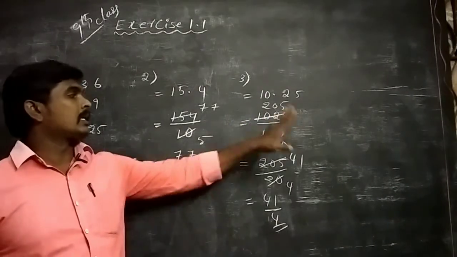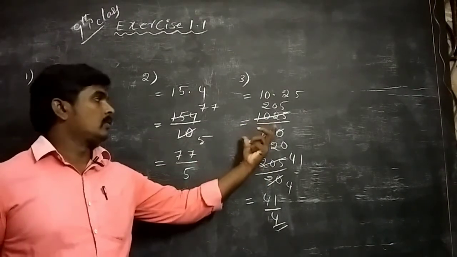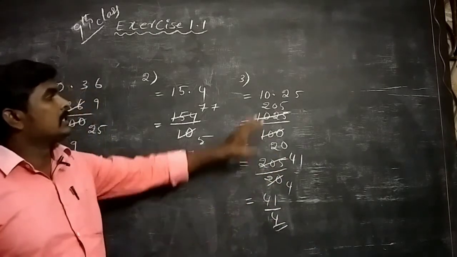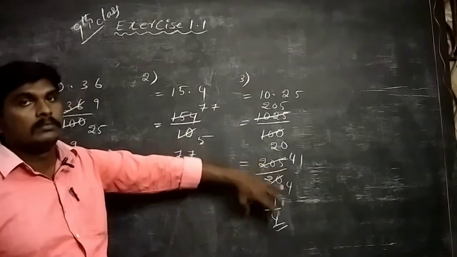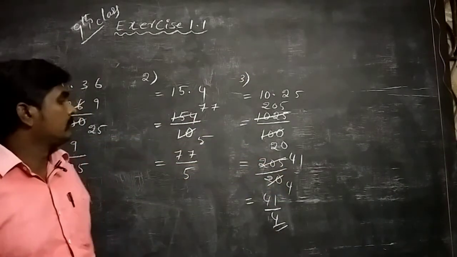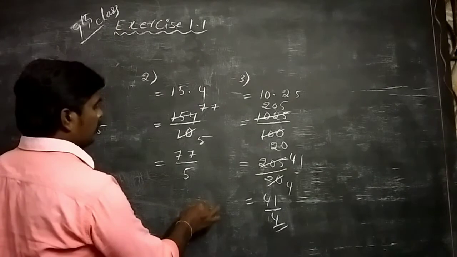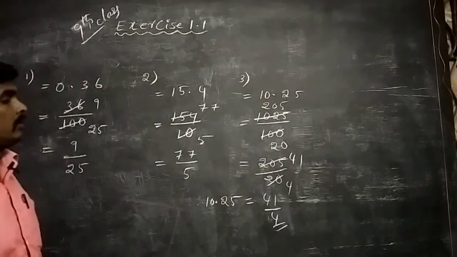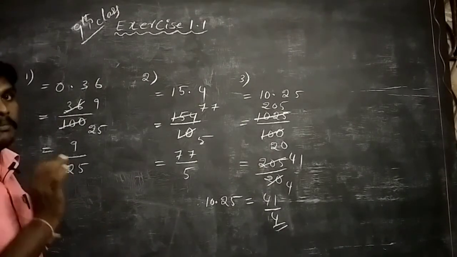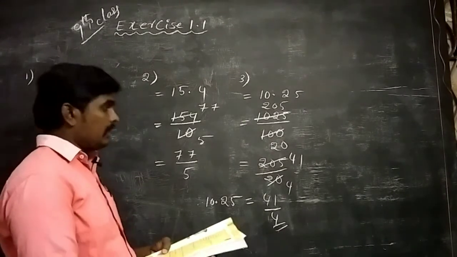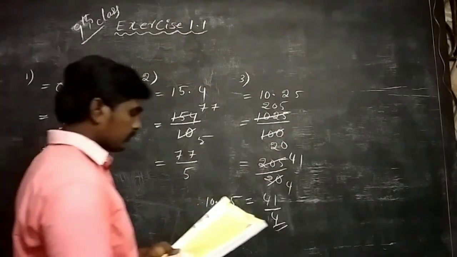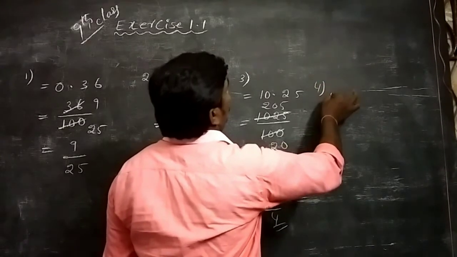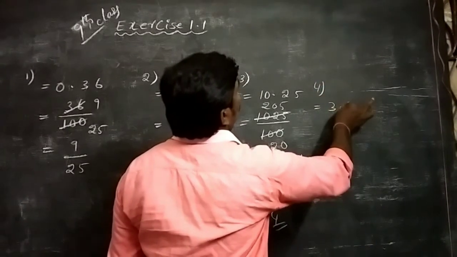Here itself you can directly cancel with the 25 table. So you can do it like that, or you can do it in 2 steps this way. So this is 10.25 in p by q form, 41 by 4. Therefore 10.25 is equal to 41 by 4 in p by q form, in simplest form. Now question number 4, 3.25.